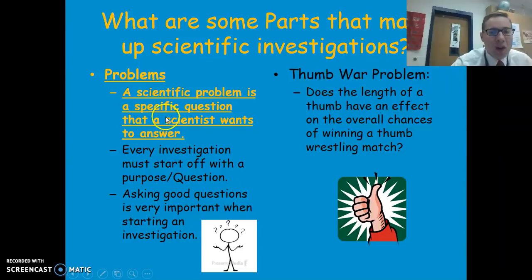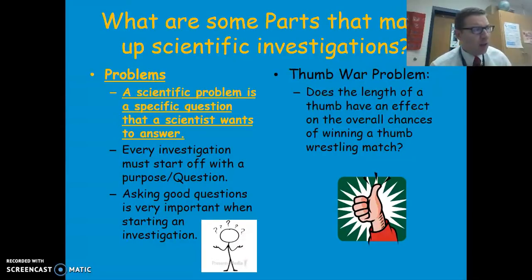All scientific investigations start out with a problem or a question. A scientific problem is a specific question that somebody wants to answer. So every investigation starts off with a purpose or a question. Asking good questions is very important for scientists. If we were trying to find out the composition of the atmosphere, our question would be, what are some gases that make up the atmosphere? That would be a good question.